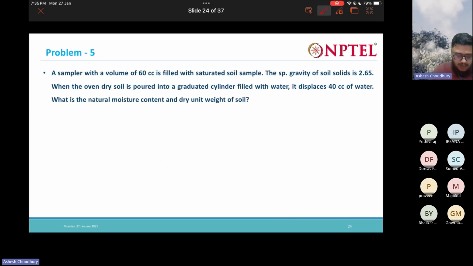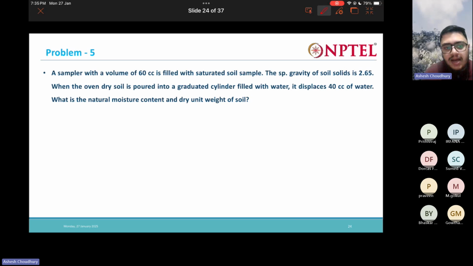Okay, so then try to solve this one next. A sampler volume of 60 cc is filled with a saturated soil sample. The specific gravity of the soil solid is 2.65. When the oven dry soil is poured into a graduated cylinder filled with water, it displaces 40 cc of water. What is the natural moisture content and the dry unit weight of soil?